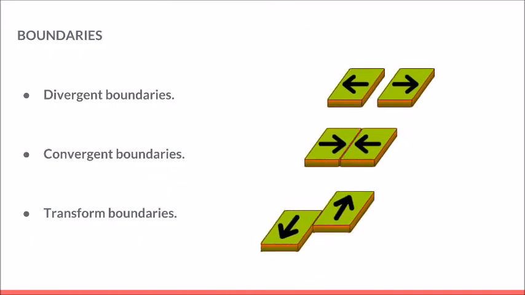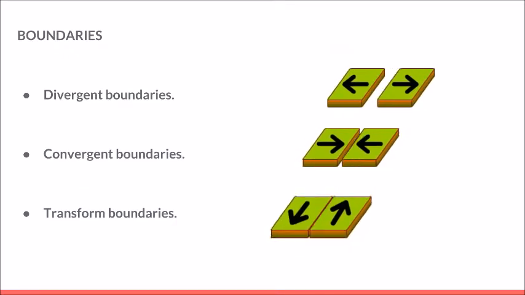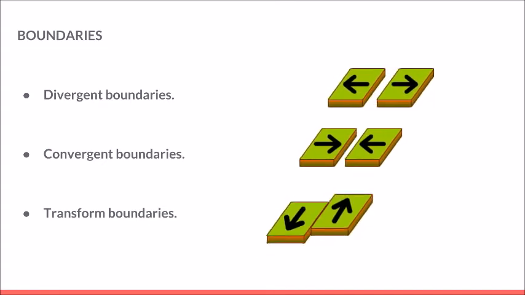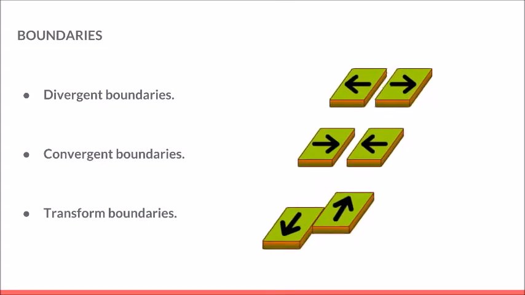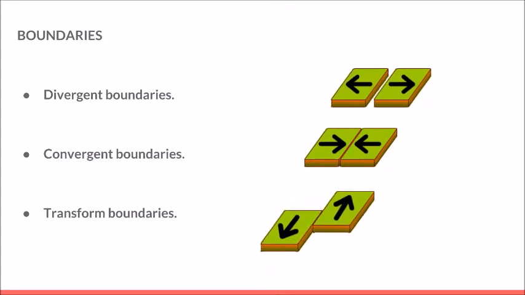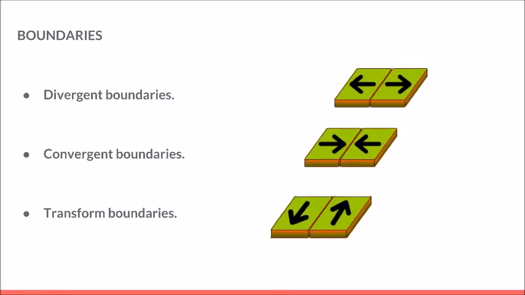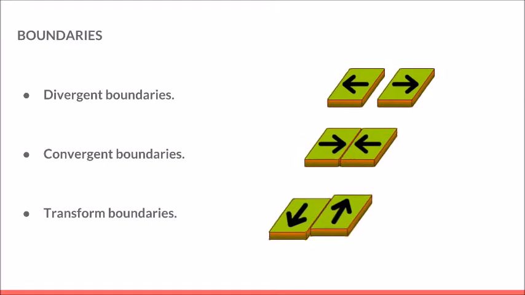The boundaries are narrow zones between plates where most of the movement occurs. There are three types of boundaries. The first one is the divergent, when the plates are pulled away and a new crust is formed. The second one is the convergent, that occurs when one plate slides over another and crust is destroyed. And the last one is the transform boundary, that occurs when plates slide horizontally and crust is not destroyed and is not created.